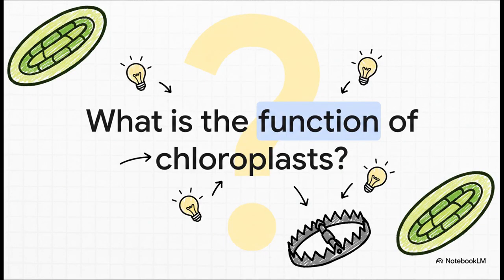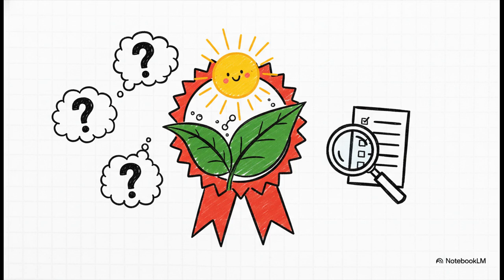All right, next question. One simple point for the function of chloroplasts. Sounds easy, doesn't it? Well, it is, but there are a few ways to get the mark, and one really common trap that people fall into. The golden answer here is, of course, photosynthesis. That's the one you're aiming for, but what if you said something else? Let's check out what the mark scheme says.